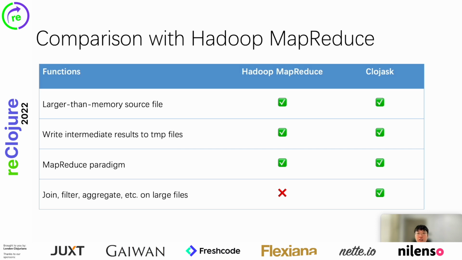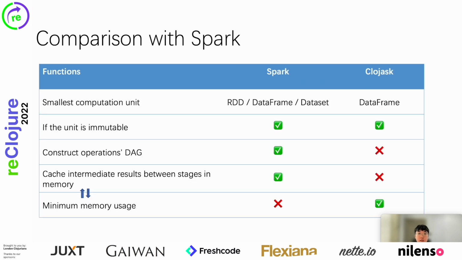And here's the function comparison between Hadoop MapReduce and Clojask. Basically, Clojask can do most of the things Hadoop MapReduce can do, except for deploying to a cluster. For Spark, Clojask and Spark have a lot in common. First, they both have this concept of smallest computation unit. In Spark, it is called RDD or data frame or dataset. In Clojask, we call it data frame. And both of these units are immutable.